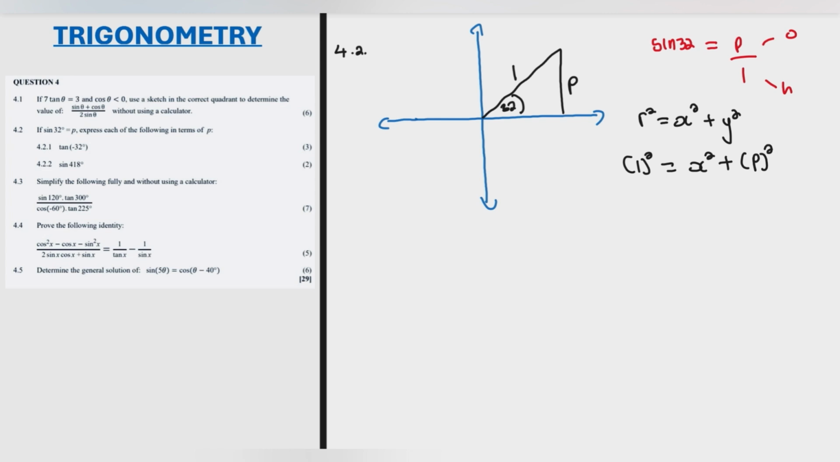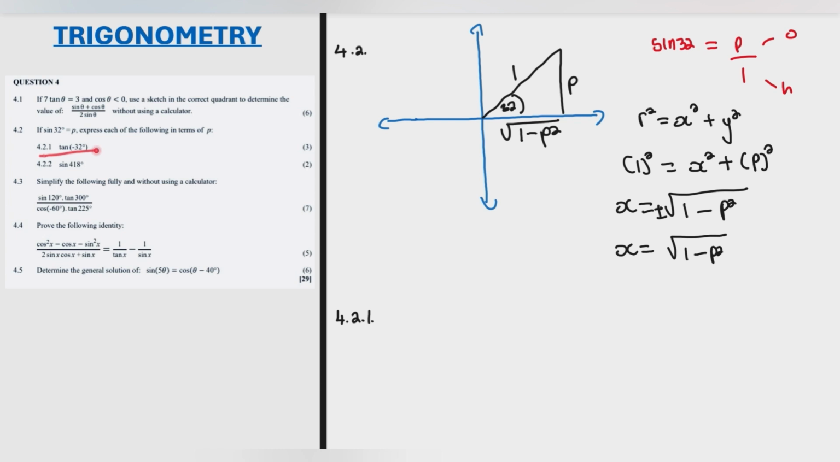Now let's simplify our equation. When we simplify it, that means that x is equal to the square root of 1 minus p squared. Remember, the square root gives us 2 solutions, but because our diagram is in the first quadrant, our x is going to be the positive square root of 1 minus p squared. That's what we put there. Right. Now let's go into answering the questions.